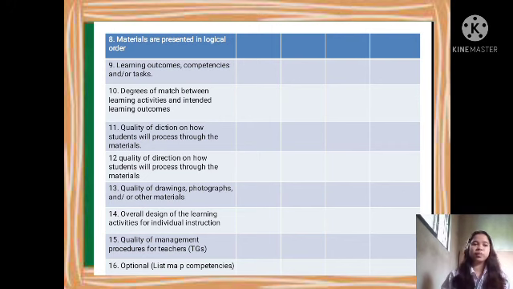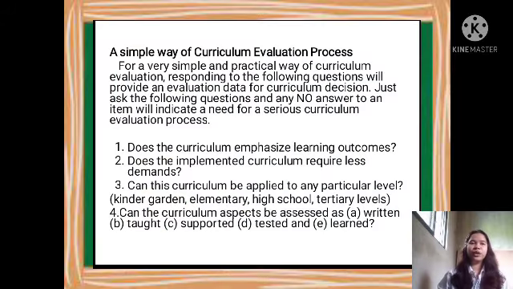Using the checklist for instructional material review or evaluation may help any curricularist make a decision as to which textbooks, modules, or any instructional support material will be used, revised, modified, or rejected. A simple way of curriculum evaluation process.